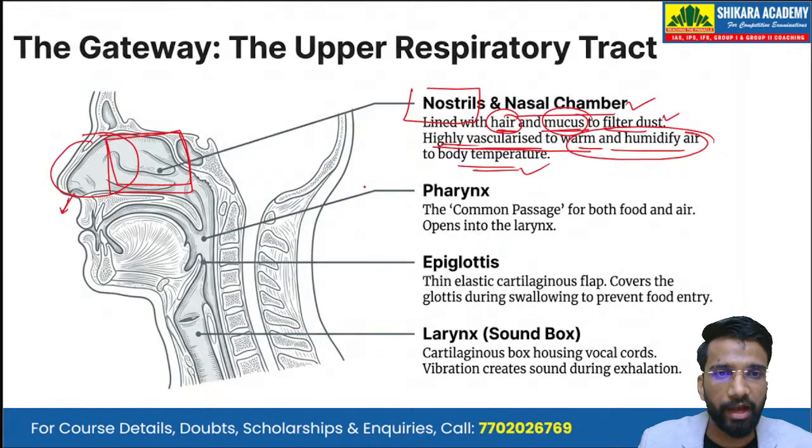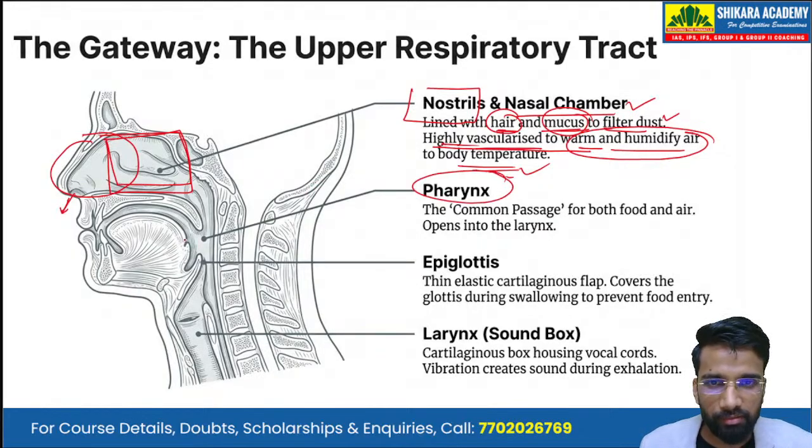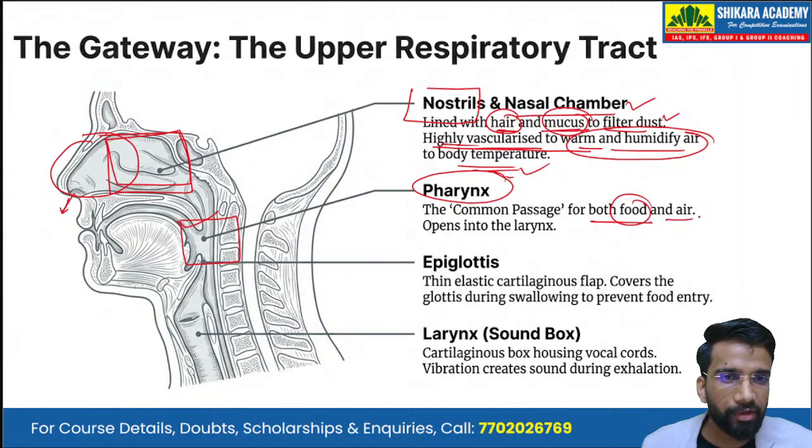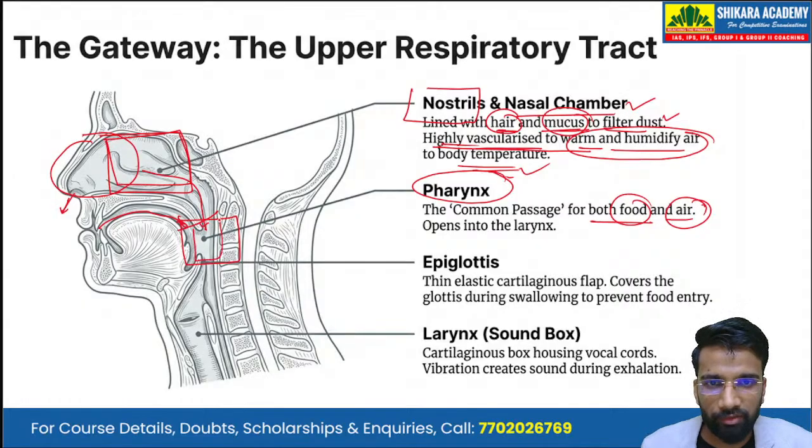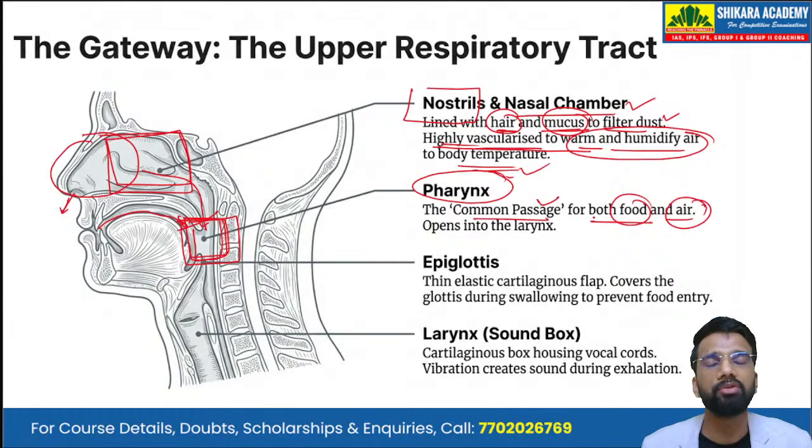Then we have the pharynx. This pharynx we have already discussed when we were discussing digestion. This is the common passage for both the food as well as the air. Through the mouth the food enters, through the nose the air enters. So here we have the pharynx, the common area through which both the food and the air pass. The pharynx opens into the larynx.